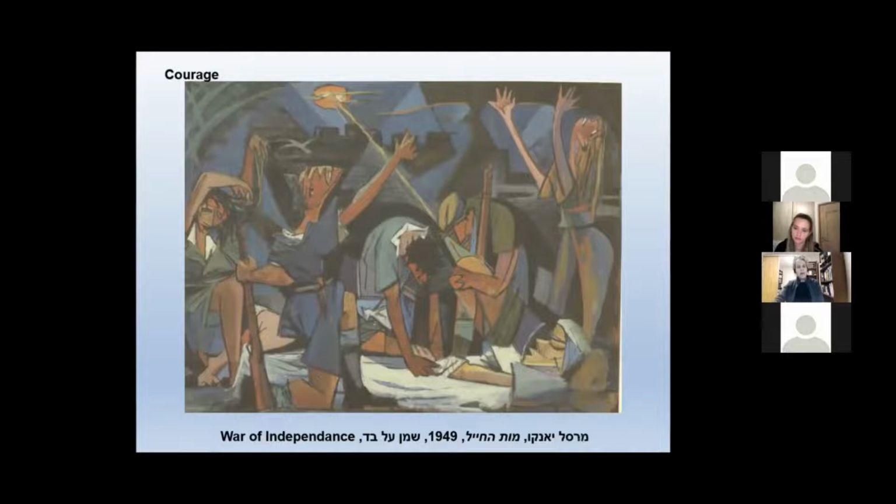So he's showing here the courageous soldiers that fought for Jerusalem in the Independence War. And they're in the background of the old city of Jerusalem, the walls of Jerusalem. And he's also showing here two major symbols of the state of Israel and of the Jewish nation and of Jerusalem, the Magen David and the menorah.